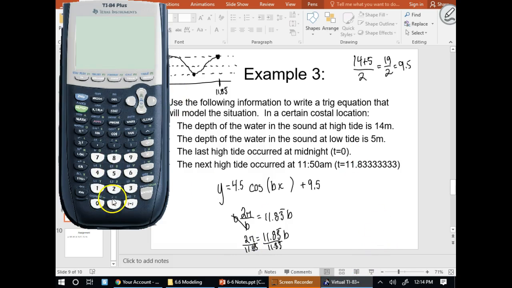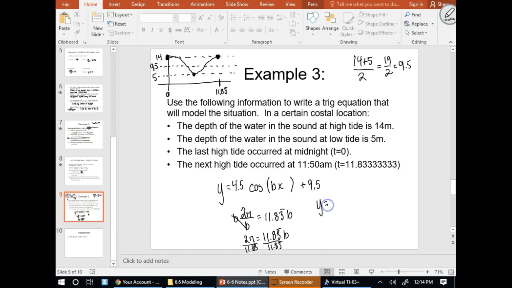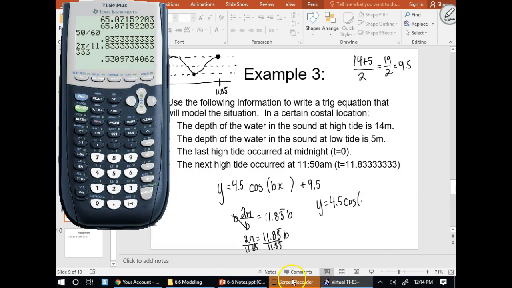So 2 pi divided by, when you have to do repeating decimals in your calculator, just put a bunch of 3's and it'll be close enough. It's going to be past the point where you're going to round it anyway. Keep at least 3 decimal places, and we get 0.531. So y equals 4.5 cosine of 0.531.